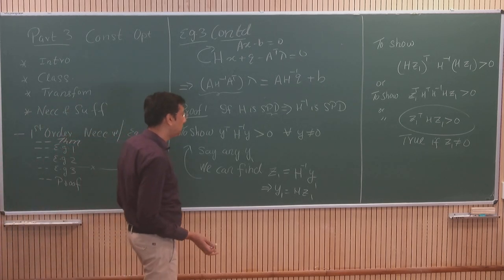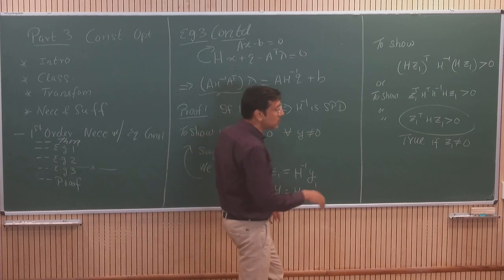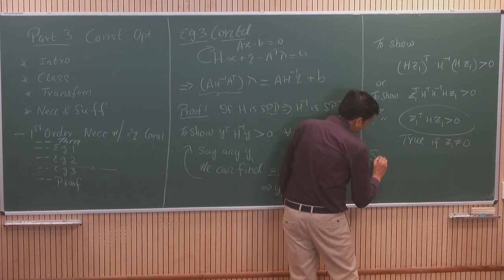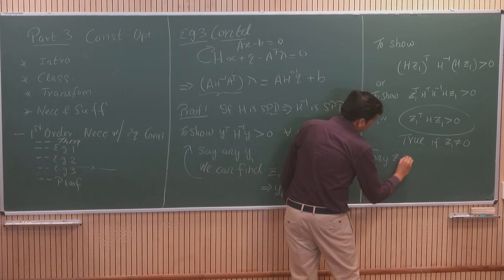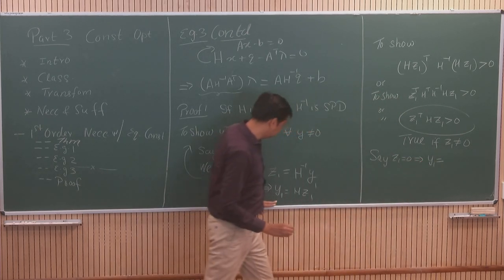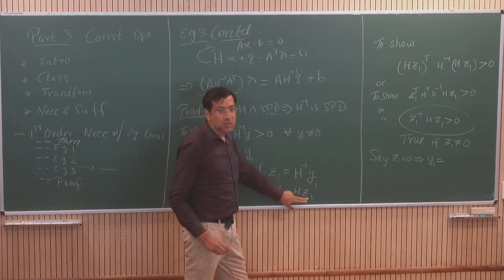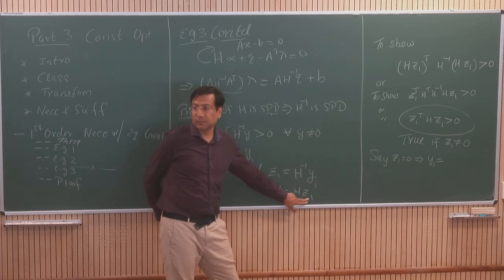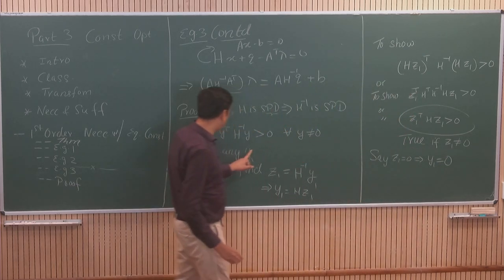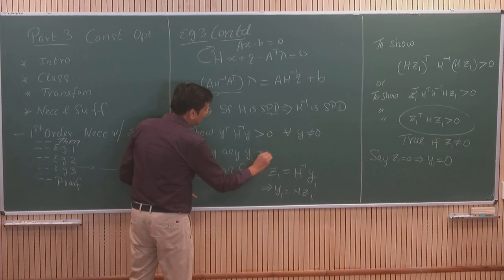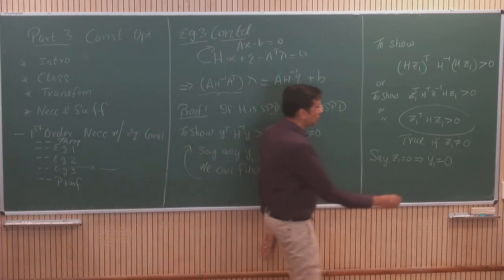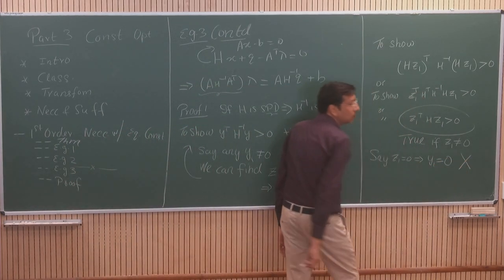Why? h and y both are not. So we'll just do the negation of it. Say z1 is equal to 0, which would imply that y1 is h times a 0 vector, which is 0. So y1 is equal to 0, which conflicts with the fact that the y1 which you had picked was not equal to 0. So this is not possible, hence proof.